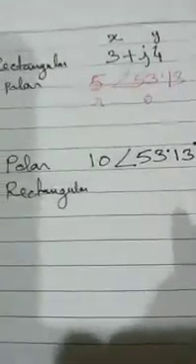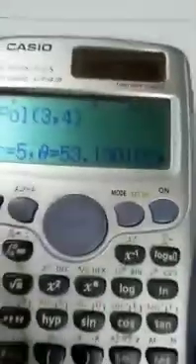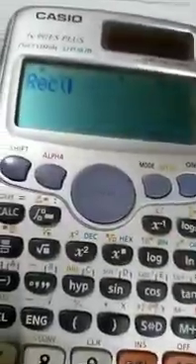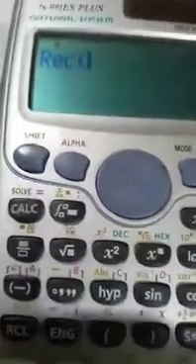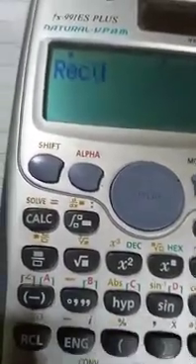Now let's see, we want to convert this polar into rectangular: 10, angle 53.13. We follow the same procedure. We go to the calculator, we press the shift key, and we press rectangular. Now it is asking for the value. Our value is 10, angle 53.13.